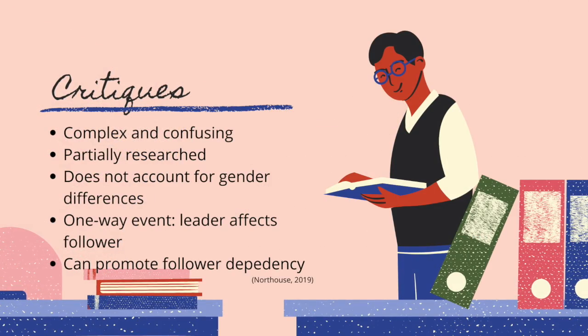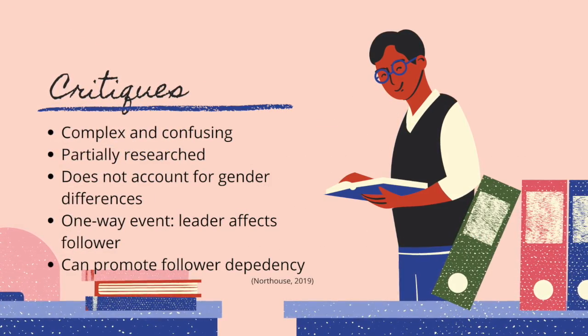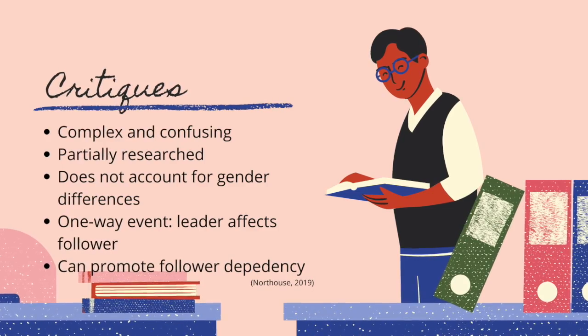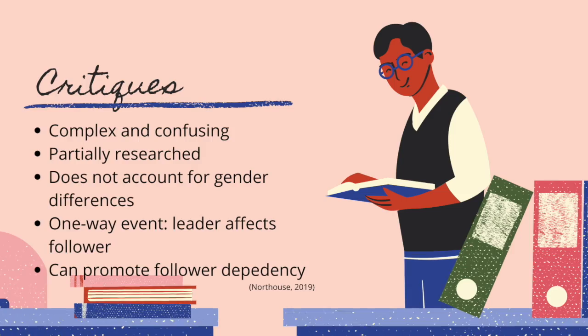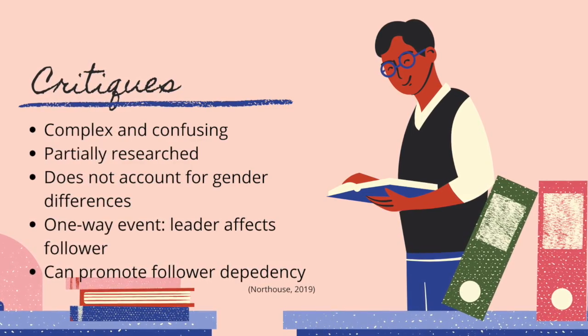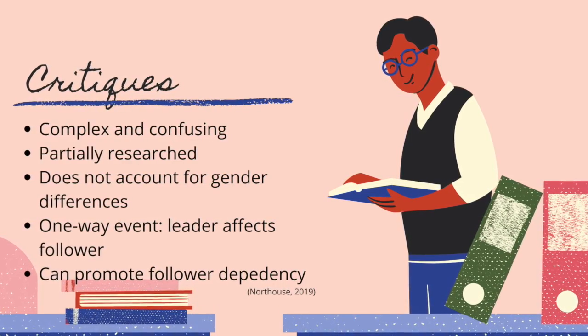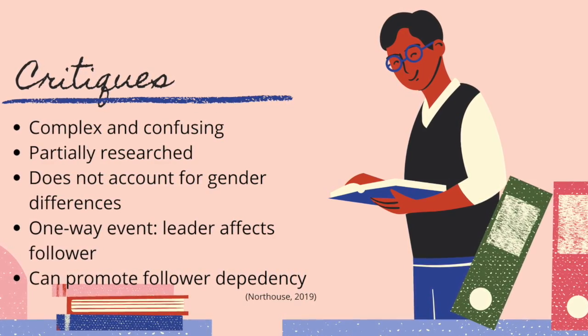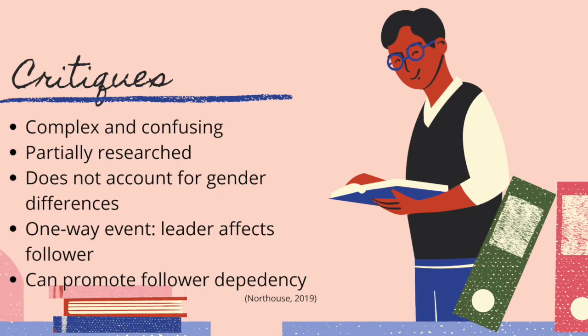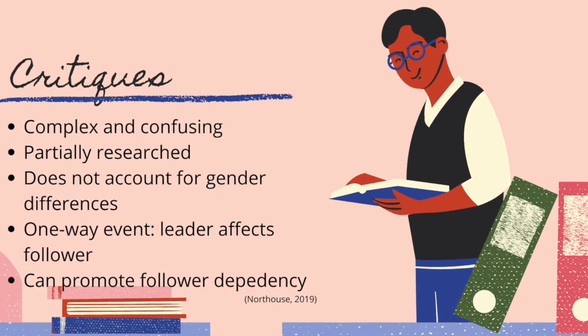However, path-goal theory isn't perfect. It's complex and can be confusing. Research on the theory is incomplete and it doesn't account for differences in gender. Path-goal theory is a one-way event, and it only examines how leaders affect followers, not how followers can also influence leaders. Path-goal theory does have the ability to produce follower dependency on leaders.